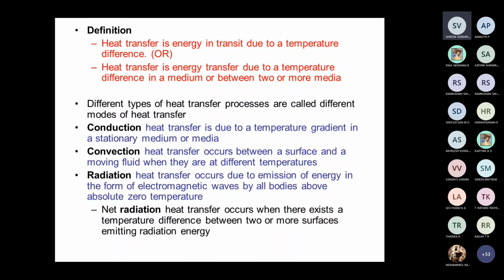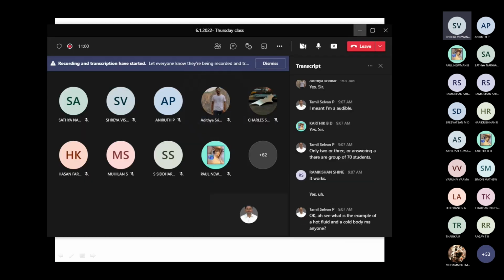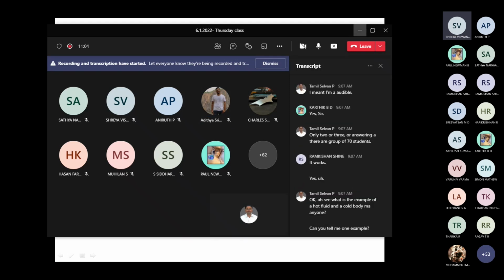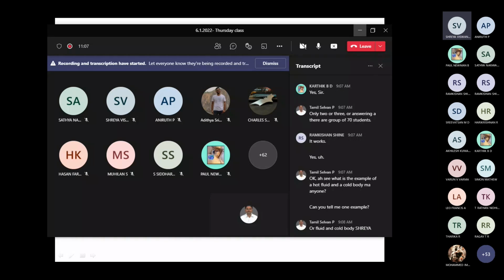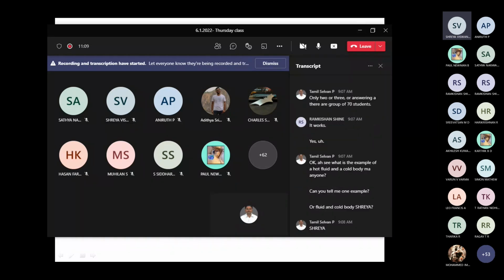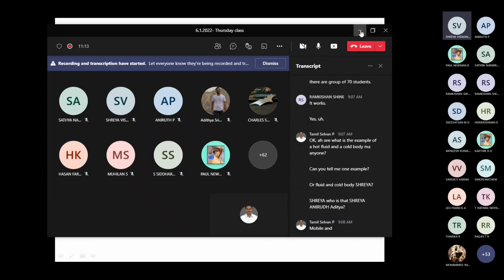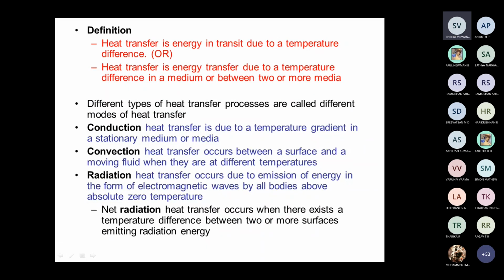See, what is the example of a hot fluid and a cold body? Anyone? Can you tell me one example? Hot fluid and cold body. Shreya, Anirudh, Aditya, Mohilan, anyone of you can answer? What is the example for hot fluid and cold body?